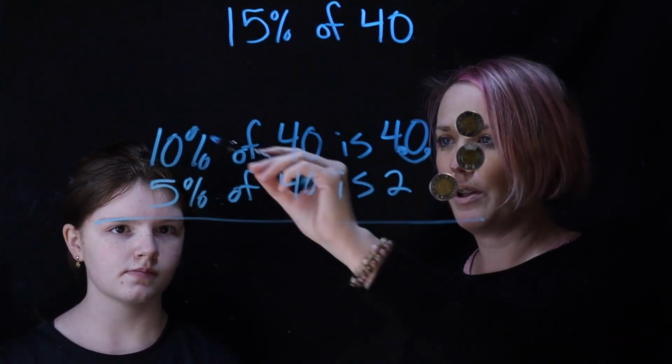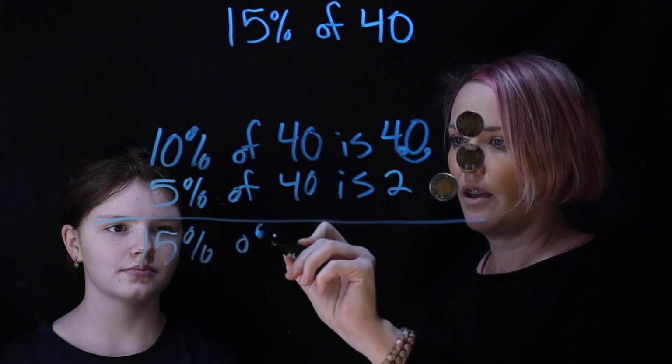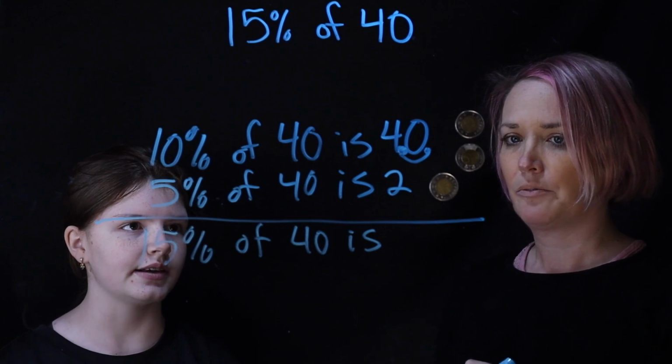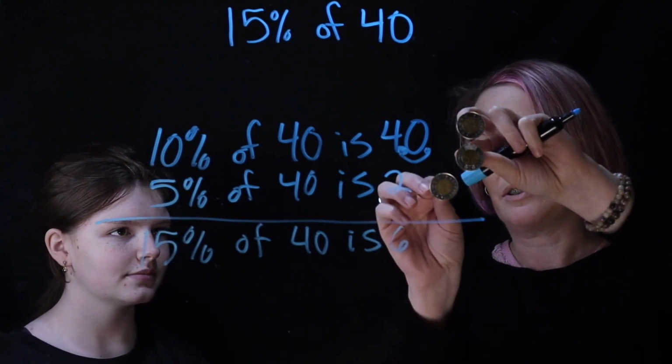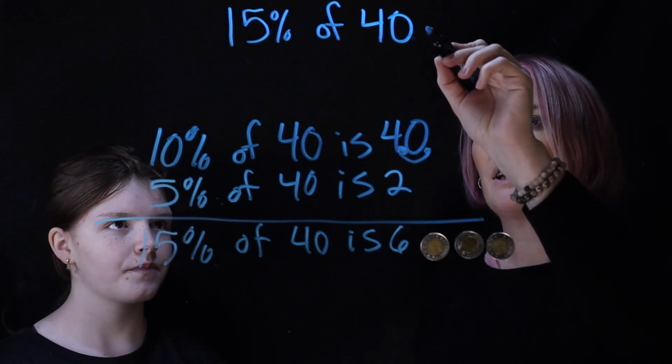Okay, so we have 10% and 5%, which would give us 15%. And so what's 15% of 40, Lauren? 15% of 40 is 6. Yeah. And so we just add these together to get $6. So 15% of 40 is 6.